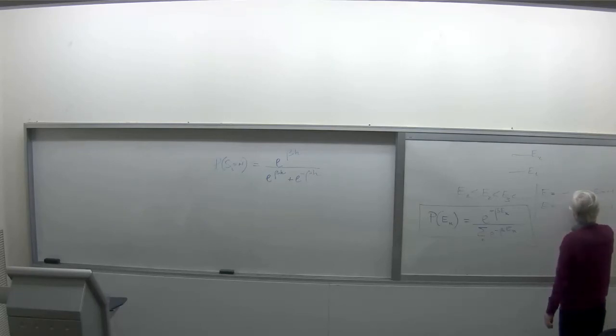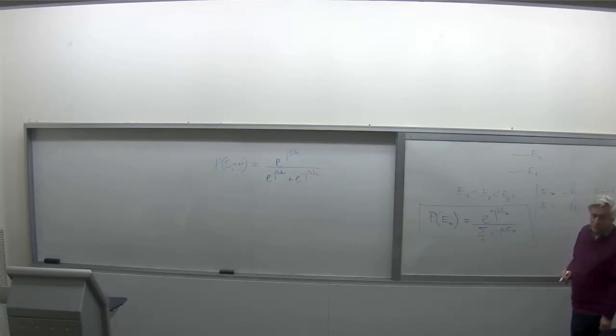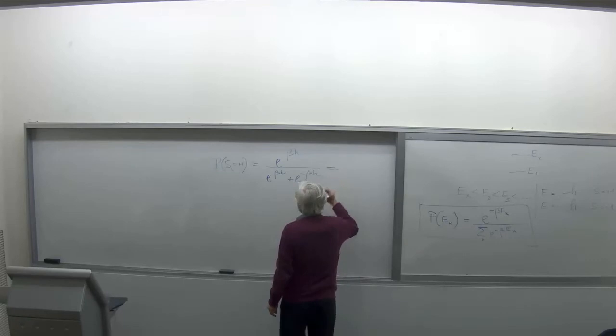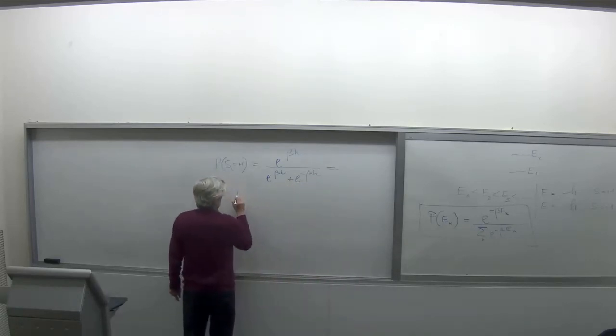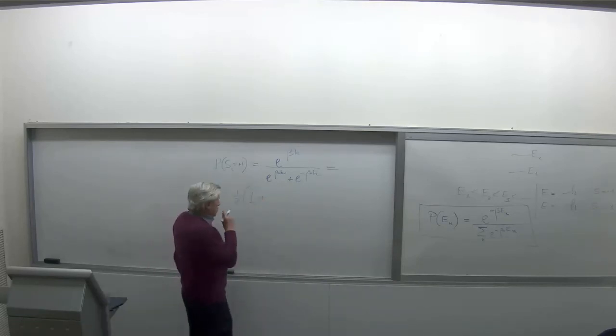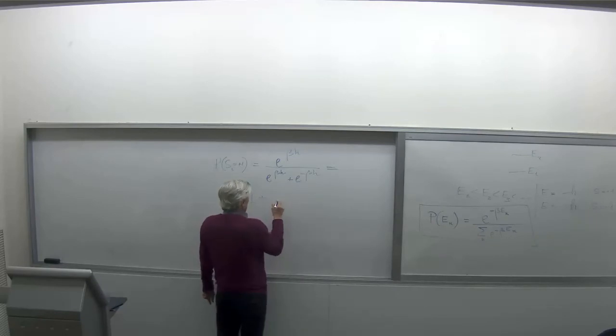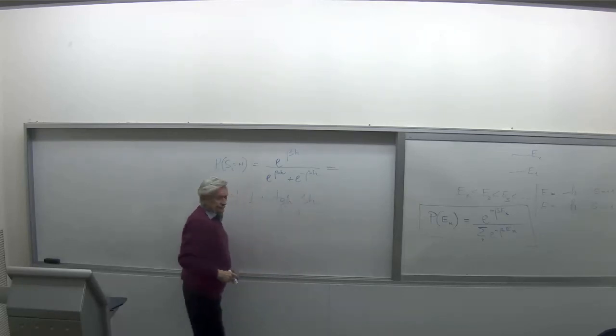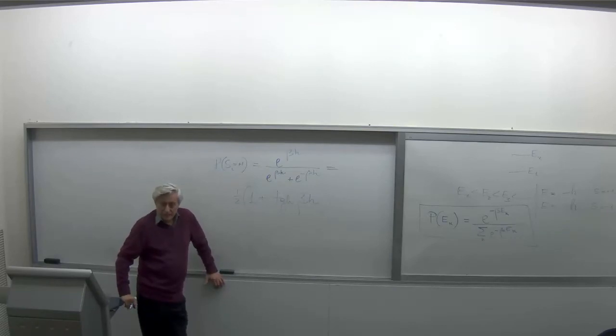In order not to confuse, let me write this here. You remember, I started from the general case from physics, but let me write this down. This is equal to 1/2 hyperbolic tangent of beta h. That is something that already looks familiar.